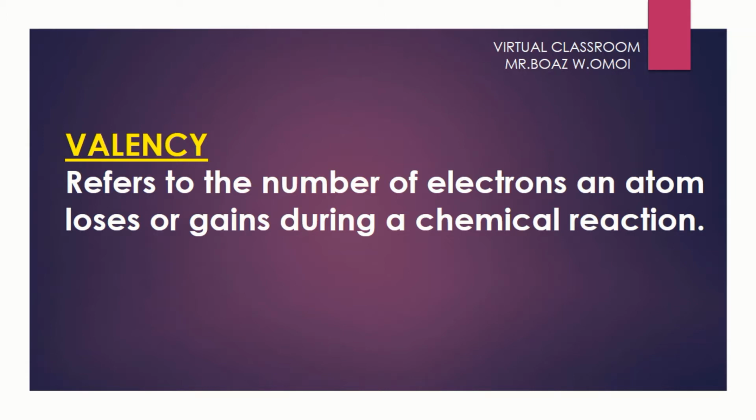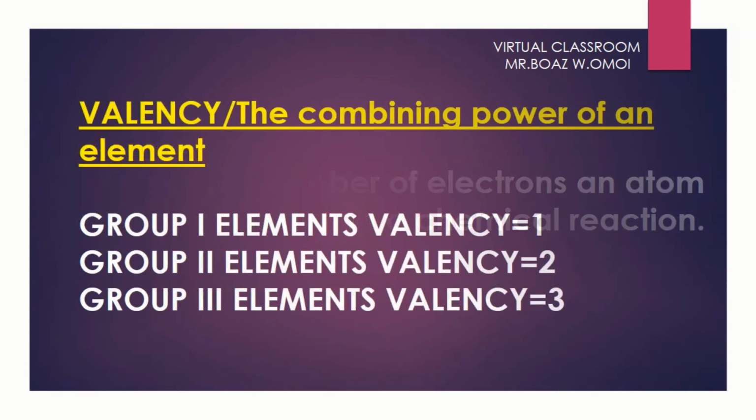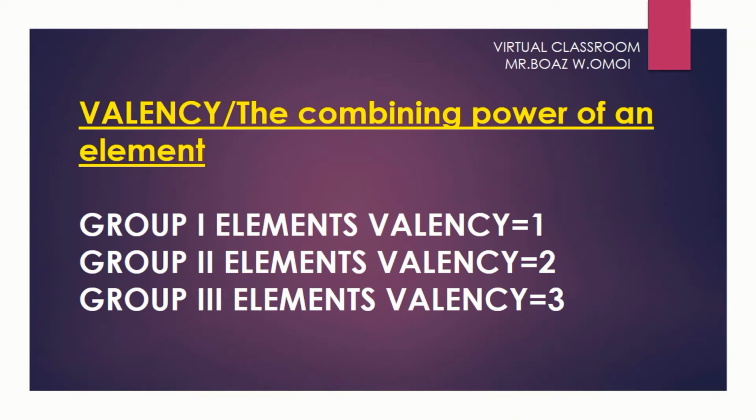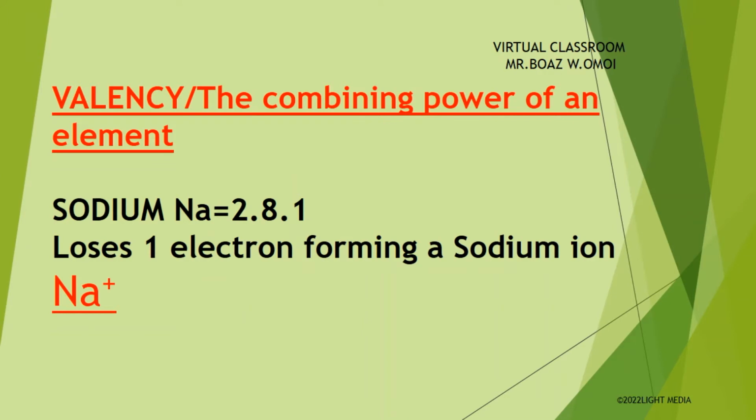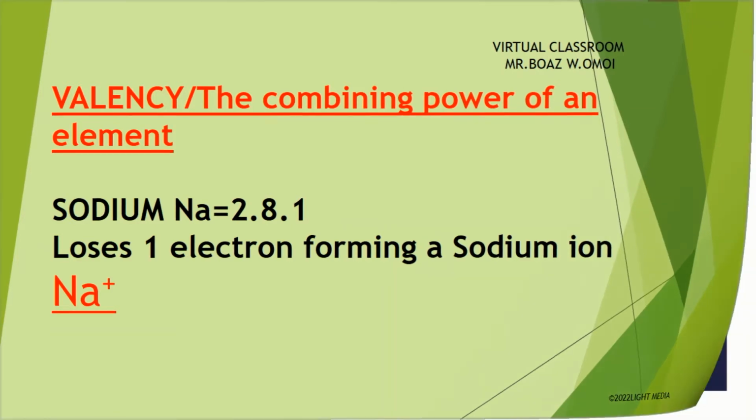Now, if you can remember, we have chemical families that we talked about. We have group 1 elements, we have group 2 elements, we have group 7 elements, and so forth and so forth. So I want you to know therefore that all group 1 elements have a valency of 1. For example, sodium has a valency of 1 because sodium is atomic number 11 and it has an arrangement of 281. Therefore, in a chemical reaction, sodium will lose 1 electron. Therefore, the valency is 1.